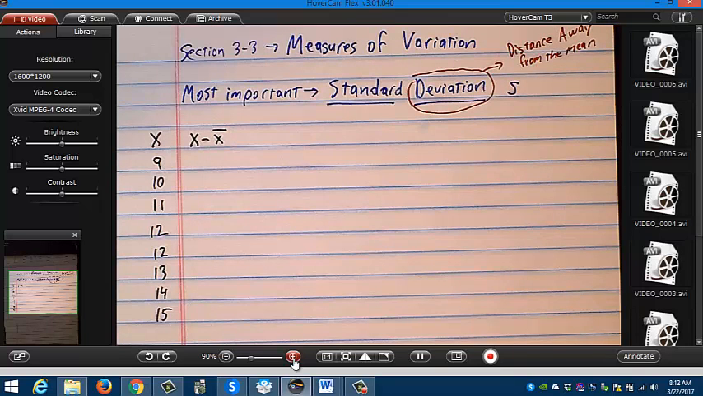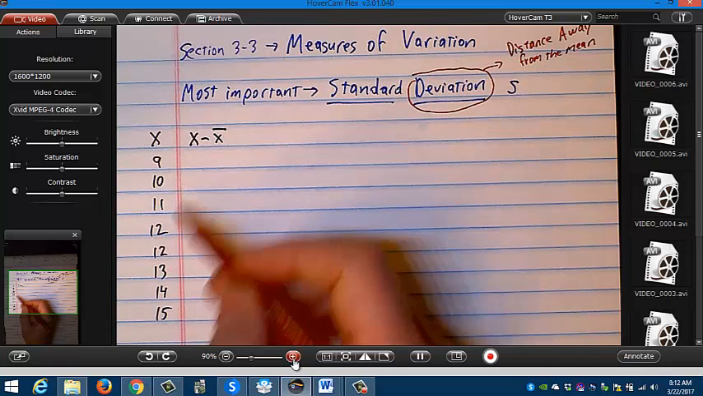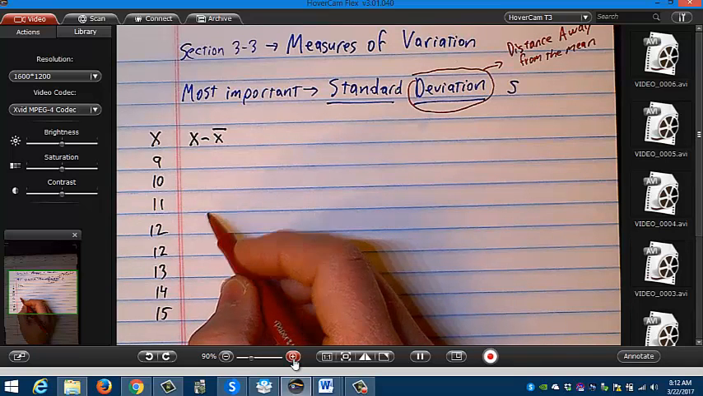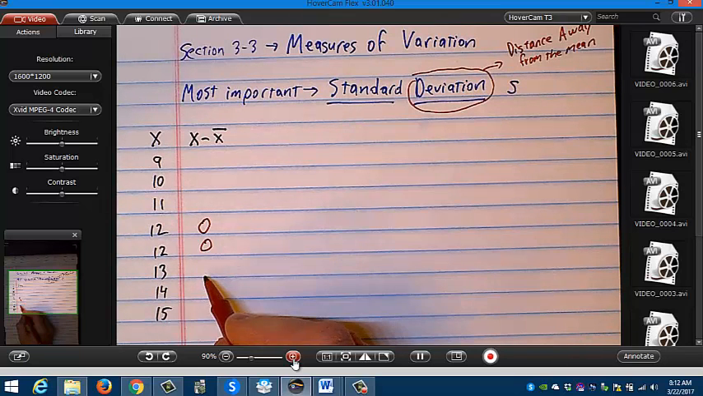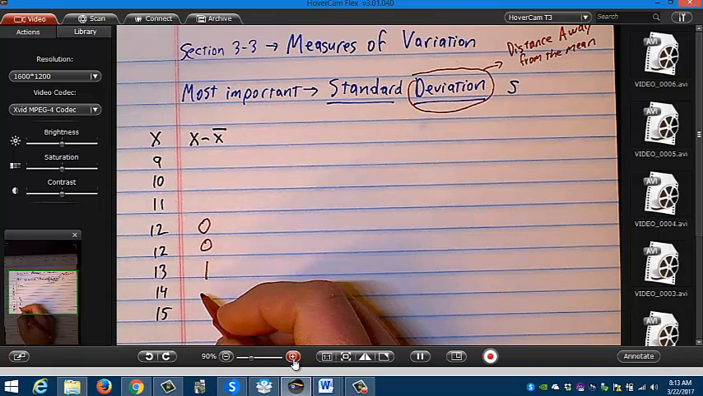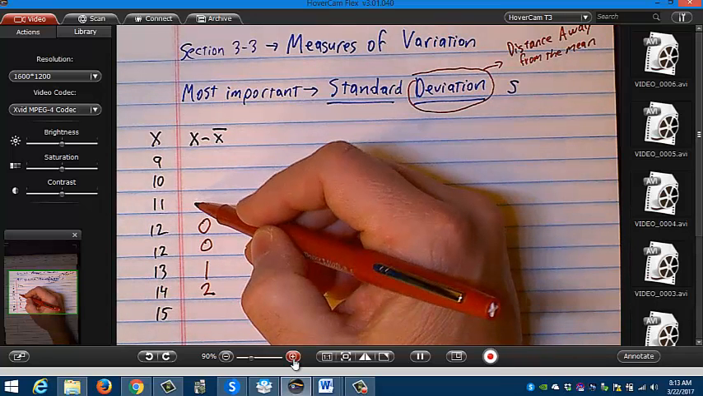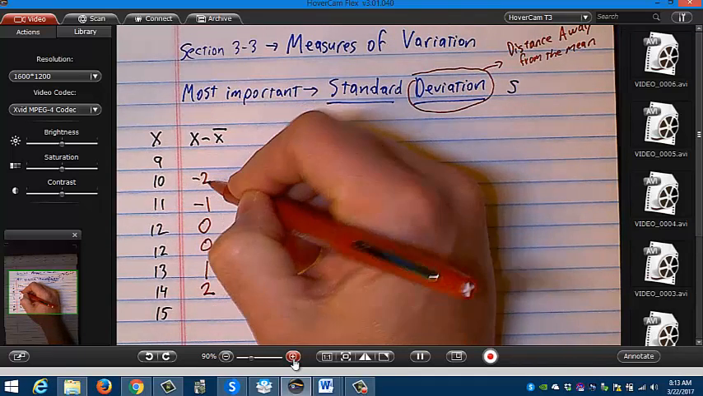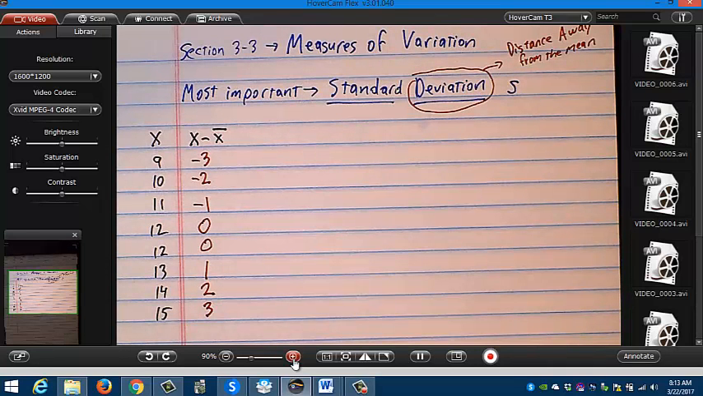Right? So when I'm at 12 and I'm in the column x minus x bar, what's that going to be? How far away from the mean is that? Anyone? 0, right? 12 minus 12 is 0. Whereas if I'm at 13 minus 12, I'm going to be at 1. If I'm at 14 minus 12, I'm going to be at 2. But up here, if I'm at 11 minus 12, I get negative 1, right? I get negative 2, and I get negative 3, and I guess down here I get positive 3. Does that make sense to you guys?